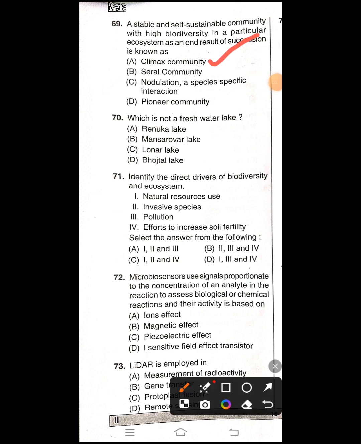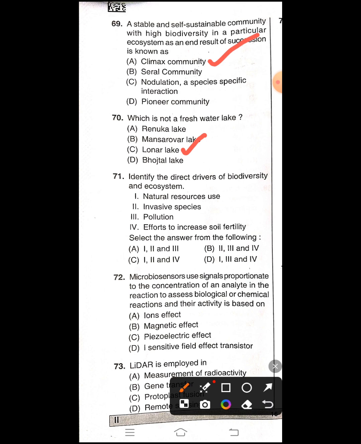What is not a freshwater lake? Renuka Lake, Manas Sarovar Lake, Lonar Lake, Bostal Lake. So the correct answer is C. Lonar Lake is not a freshwater lake.